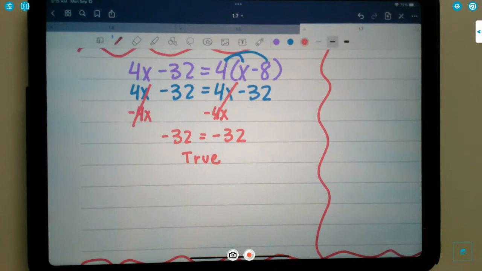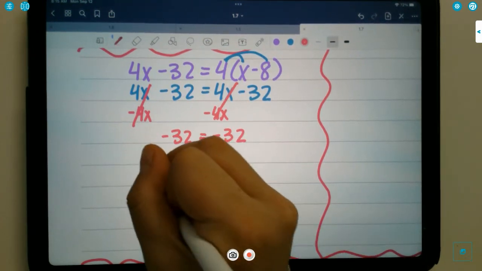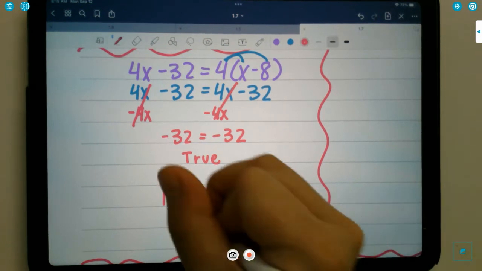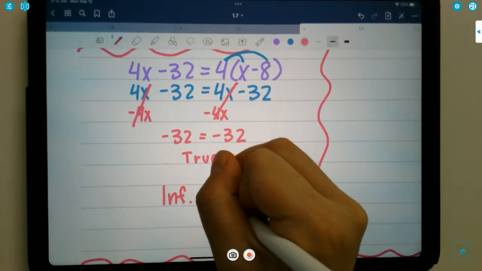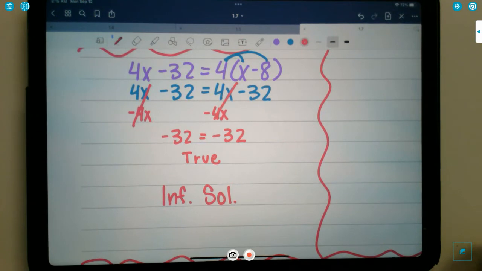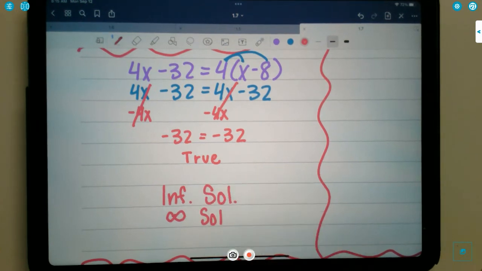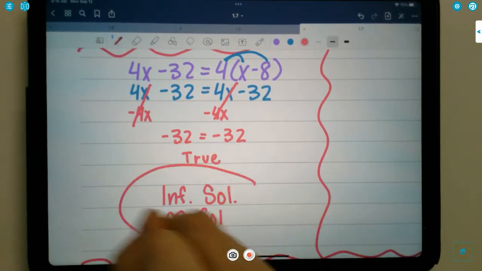You have two options for writing infinite solutions. You can write out infinite solutions if you want. I'm not going to do that. So you can write INF SOL, so just abbreviate infinite and abbreviate solution. Or you can use an infinity sign. So either of those would be acceptable.